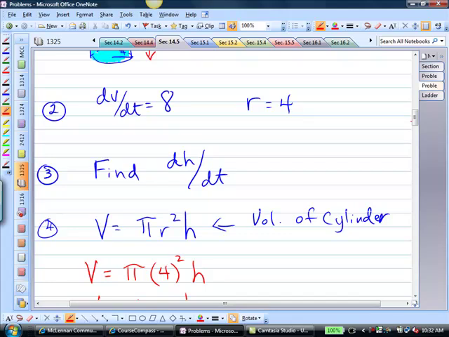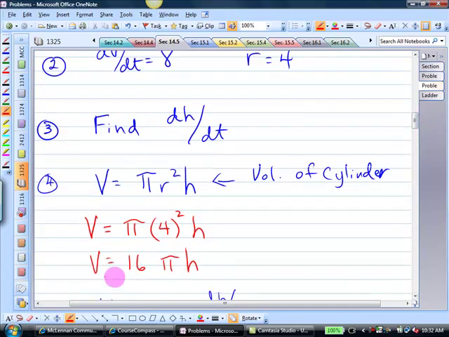And for this one, sometimes you want to differentiate before you plug in given things. Sometimes you can plug them in first. You've got 3 variables here. If you could plug in an R, that would help us out. And the R's not changing, so we can go ahead and put that in. So that's what I did there. So I end up with V equals 16 pi H. For this particular cylinder, that's what it is. Okay?